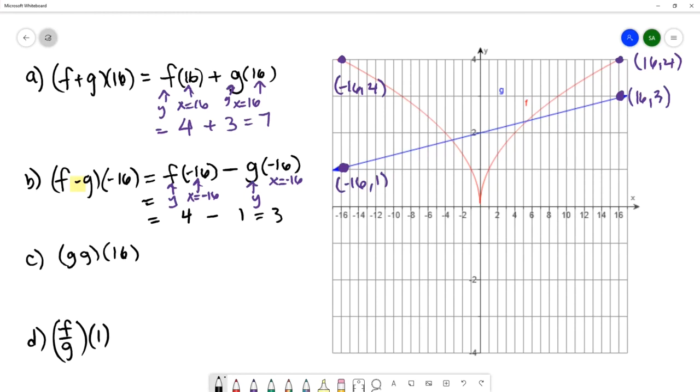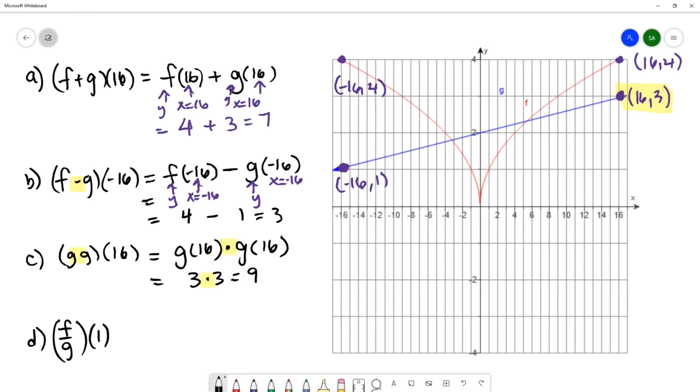In the next example, I want to find g times g of 16. This is the same thing as g of 16 times g of 16. We've already identified g of 16 to be 3. So this is 3 times 3, which is 9. So we notice that we're doing multiplication here because there's multiplication in the function notation.